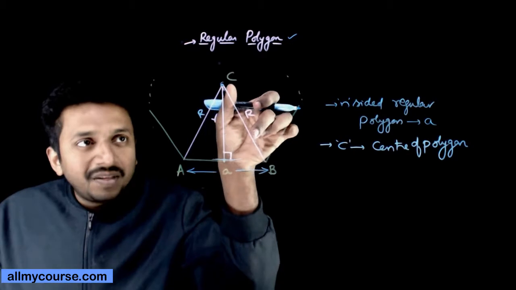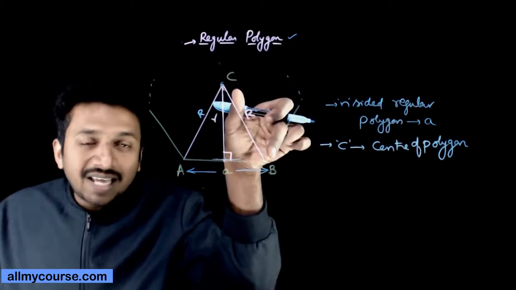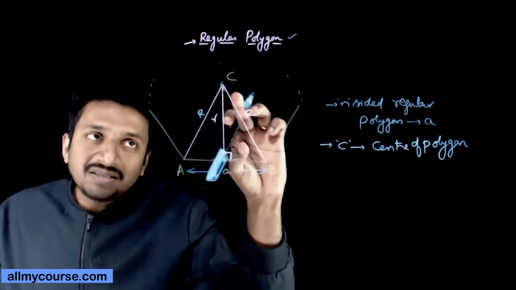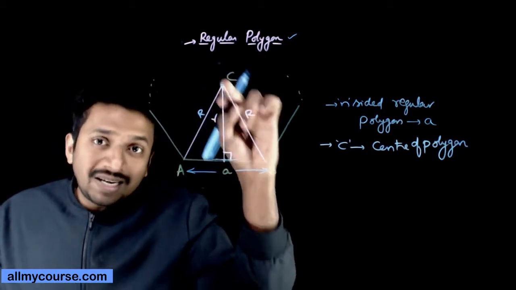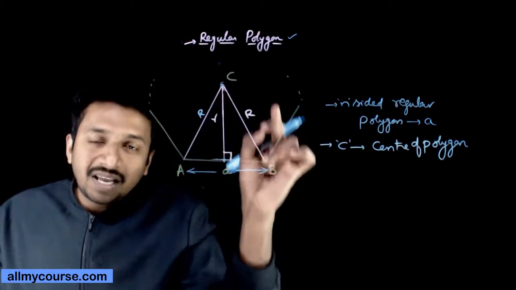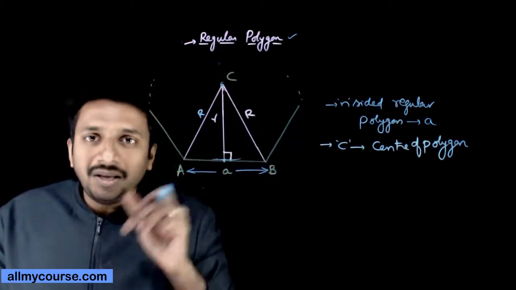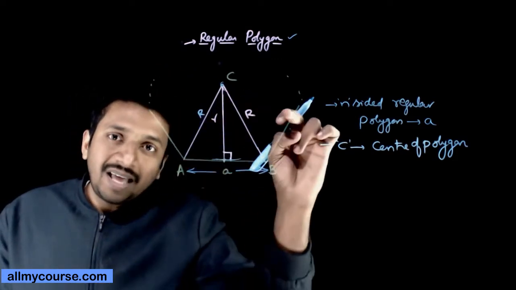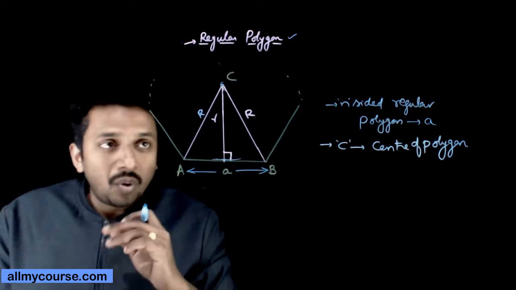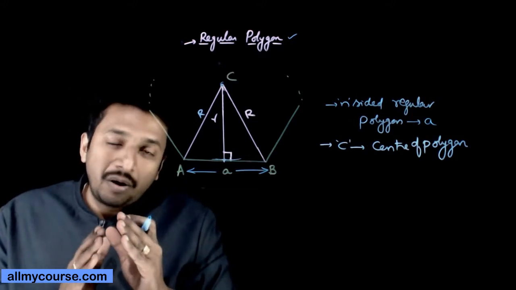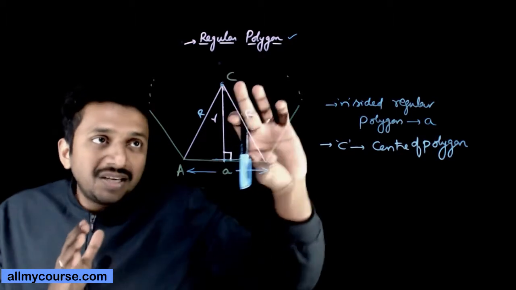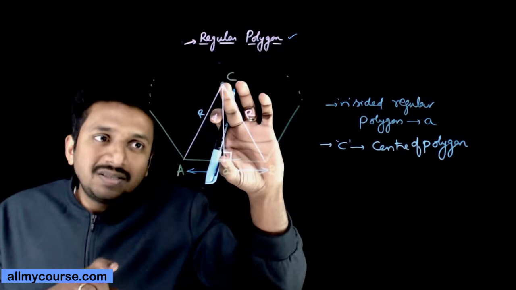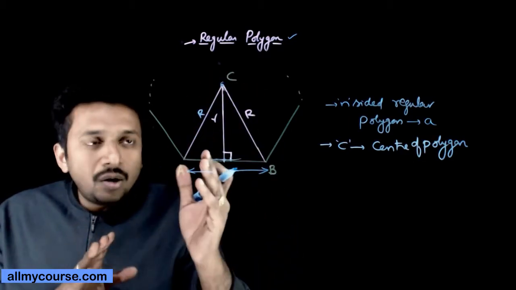Similarly, if you draw the circle with center C and radius capital R, because each of these vertices is at the same distance from C, that circle will be the circumcircle of the polygon. That circle will be the circumcircle of the n-sided regular polygon. So if you want the circumscribed radius of this n-sided polygon, you just need to find this distance. If you want the inscribed radius, you just need to find this length. So how do I find this length?